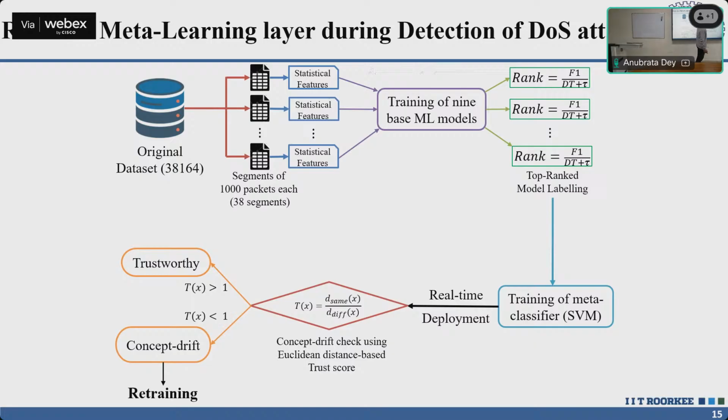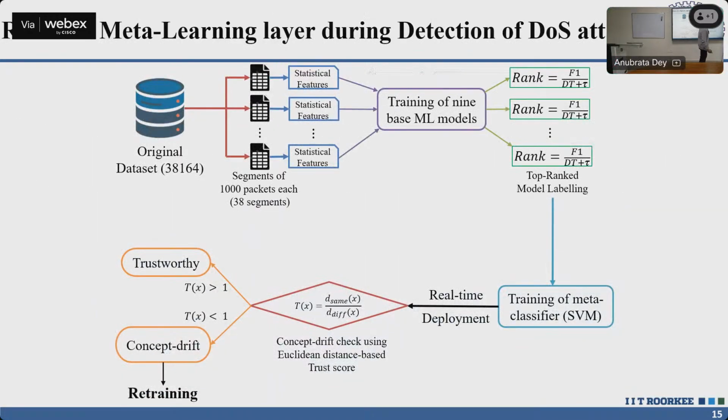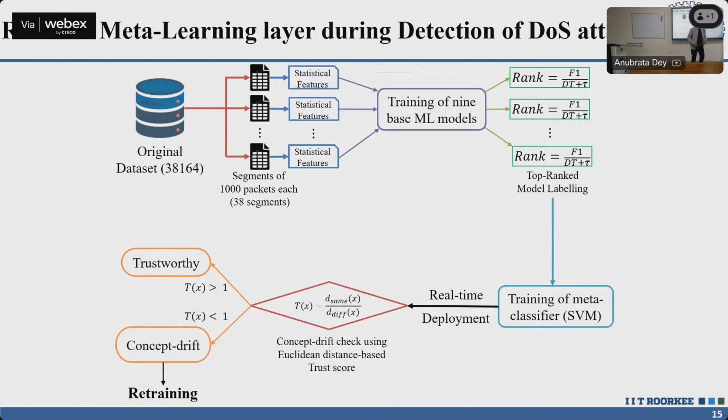And then once you do that, you can go for the calculation of ranking. Now, why is the ranking required? Ranking has a simple formula. In the numerator you have the F1 score, which you have calculated here for each classifier. And in the denominator you have the detection time, which you have also calculated for each classifier. And some parameter tau, so that you do not get a divide by 0 error, maybe 10 raised to 6 or whatever.